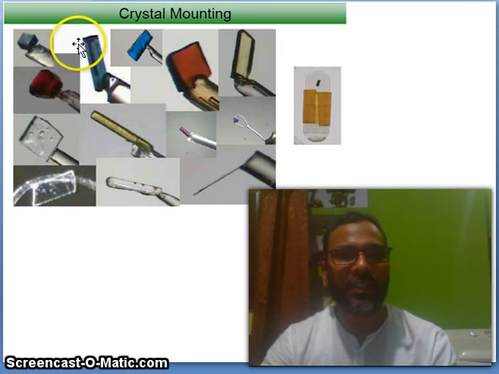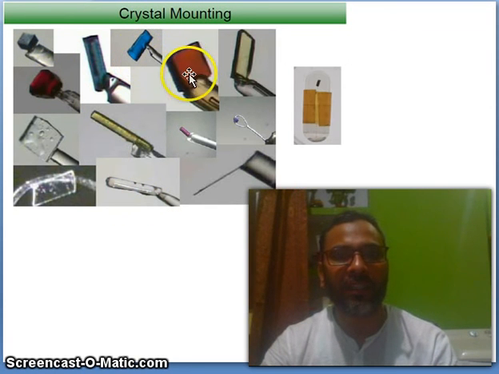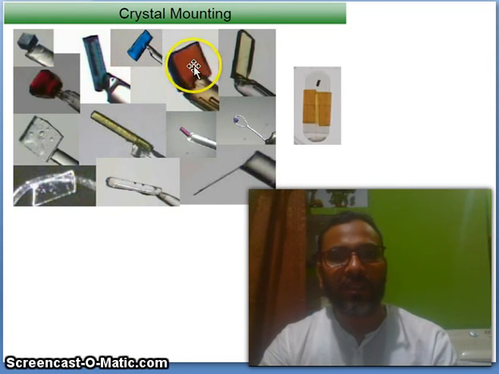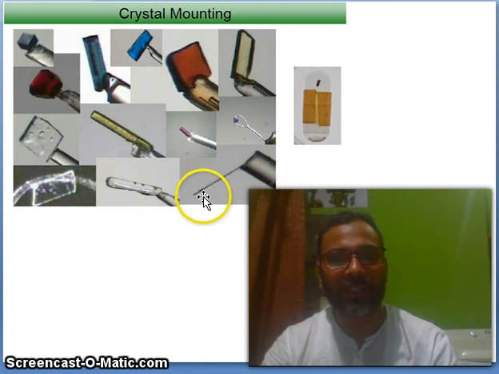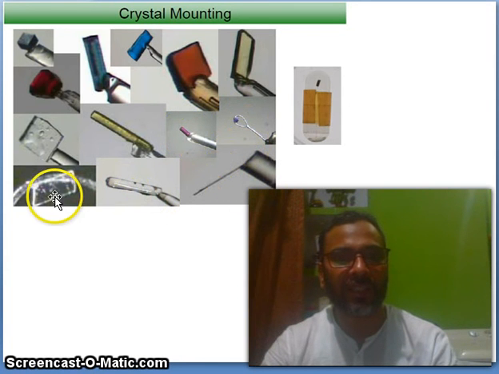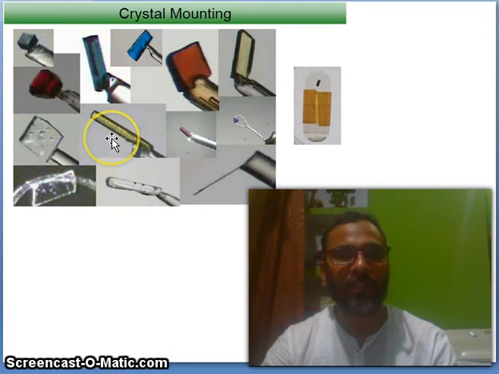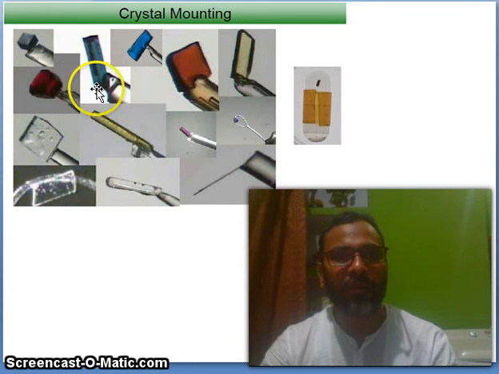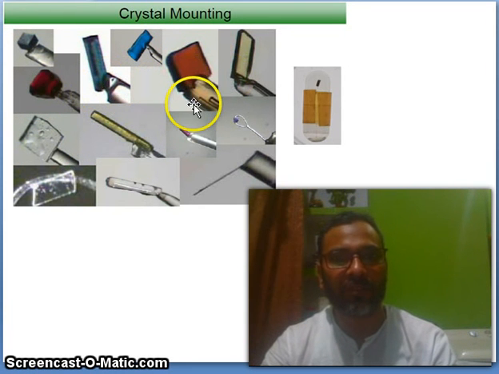You see the crystals. This is the blue one, red. You see the single crystal. This is the crystal mount. So mount it properly, and check how the crystal is attached, through epoxy or iron.